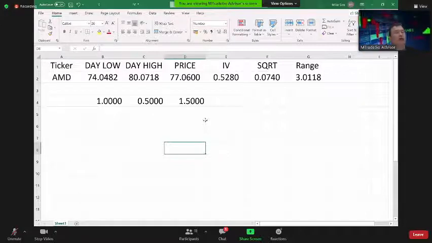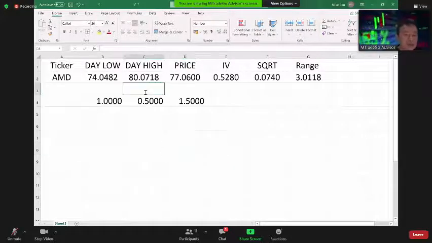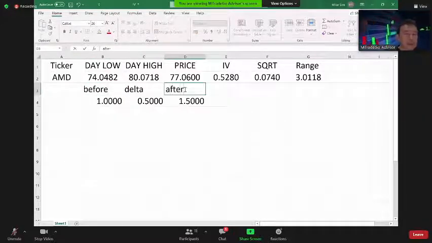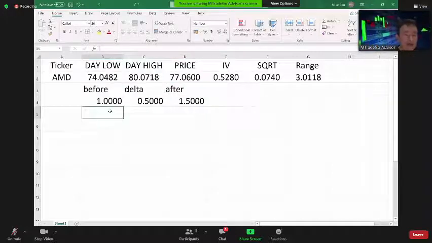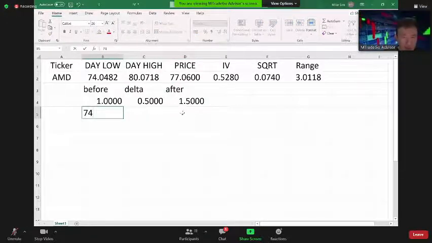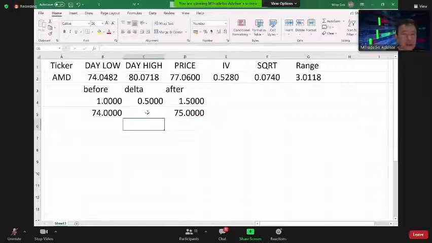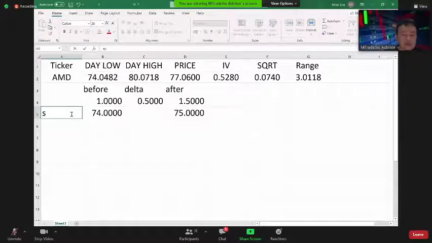Let me take a look at the market. So do you understand how you make money by using delta? This is delta. This is before. This is after. Assume now we buy at $74 at the day low. After, the price is $75. This is the stock price. This is the option price.